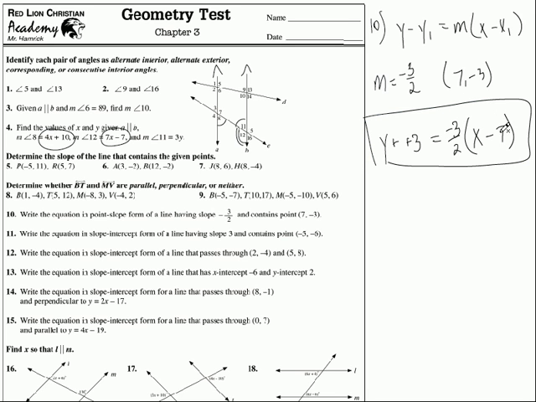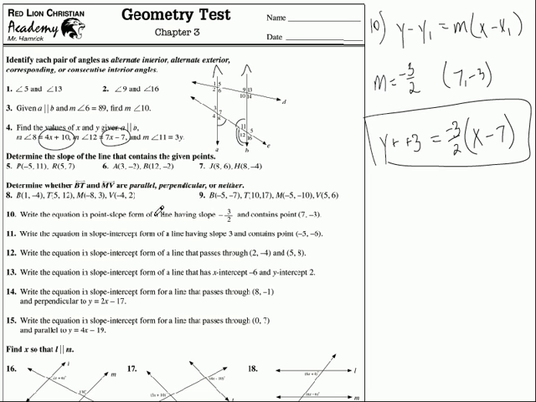Don't distribute this through. Don't subtract a 3 from both sides. Don't try to get y by itself. Just keep it like this, because this is point-slope form. And that's the form that they ask you to put this in. Now, if you notice, on all these problems, that's the only one that they ask for point-slope form. Everything else is slope-intercept form. And that's the most popular one.